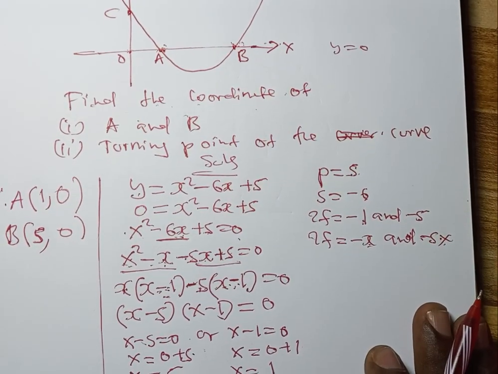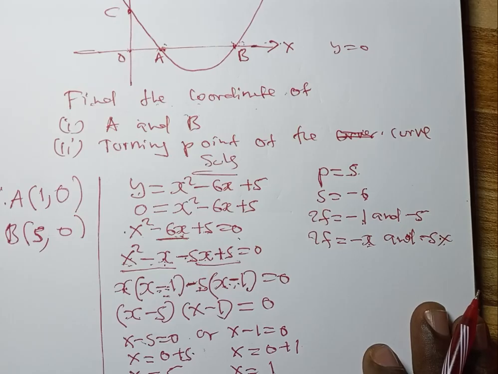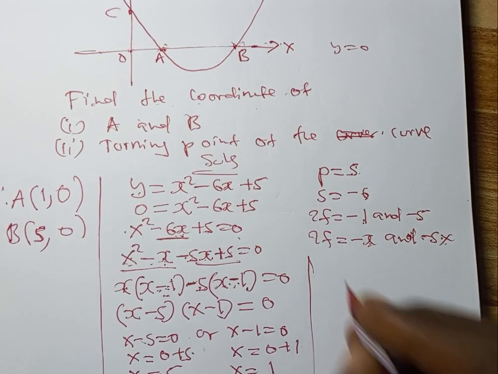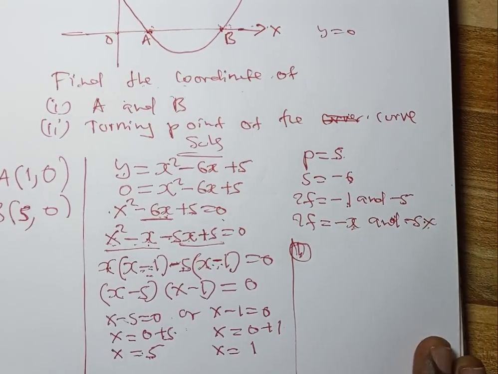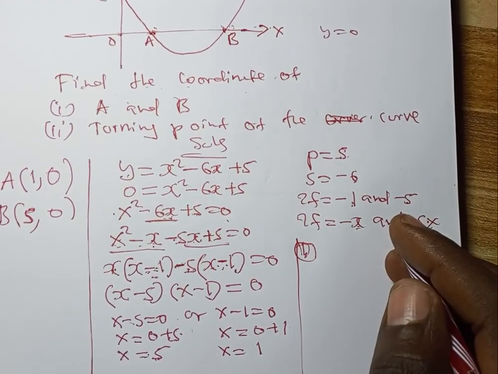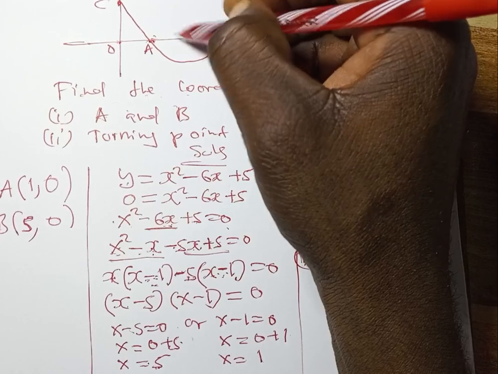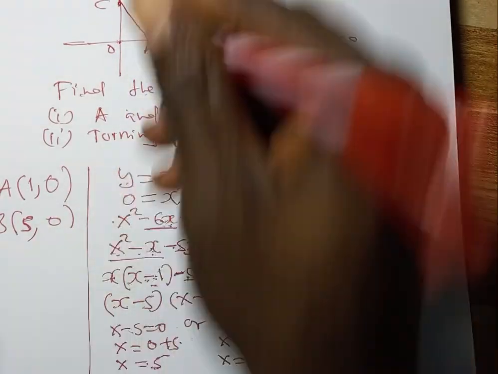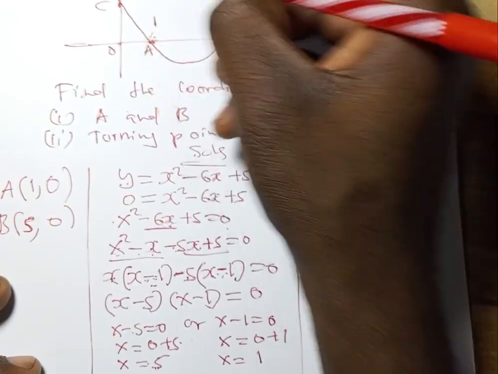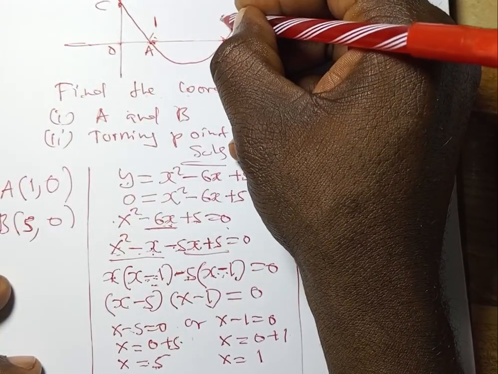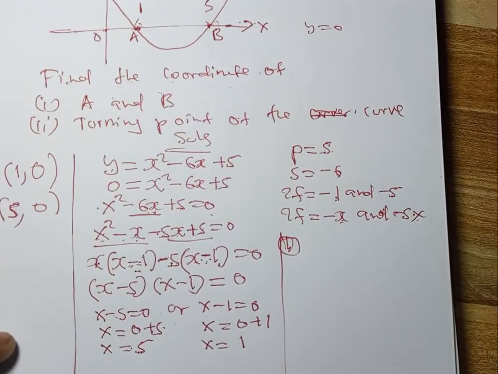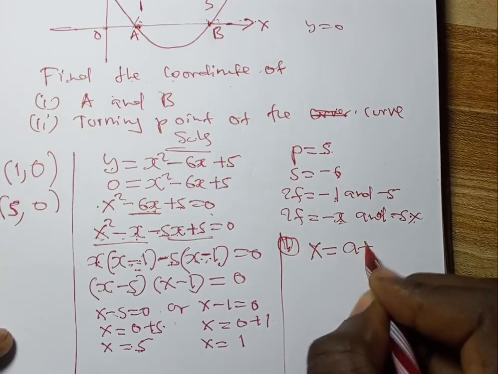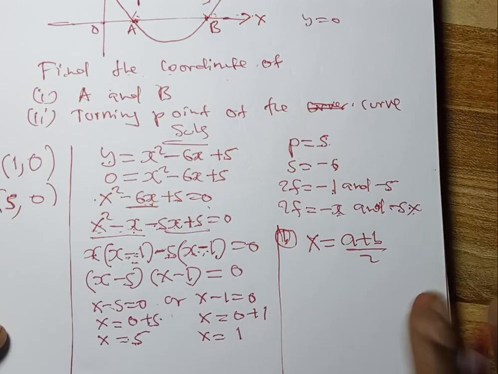Without wasting time, let's look at the turning point of the curve. To find the turning point of the curve, which is question B, I'll put it here. The easiest formula is we need to find the line of symmetry between A and B. So we know that at A, x is 1. At B, x is what? 5. So to find the x coordinate, we are going to say x is equal to, for question B, the turning point, it is A plus B over 2.